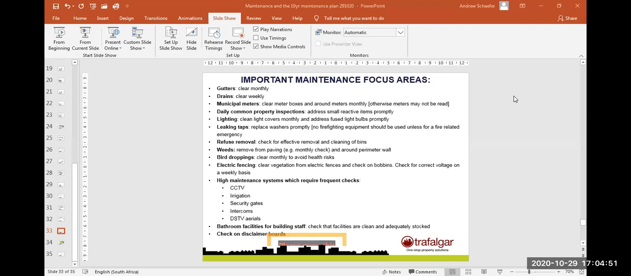Security gates, have a look, see if it needs to be lubed, or see if the rail is coming loose. Those gates open and close a lot during the day. Make sure that the steel rod at the bottom that it runs on is secure, because they can also have a knock-on effect on your paving and the concrete around that area.